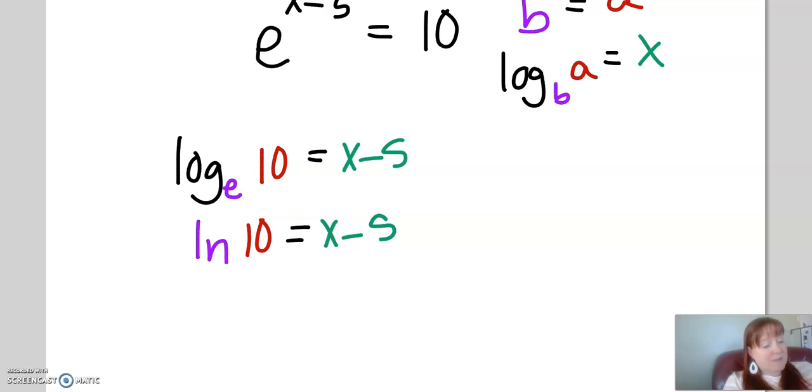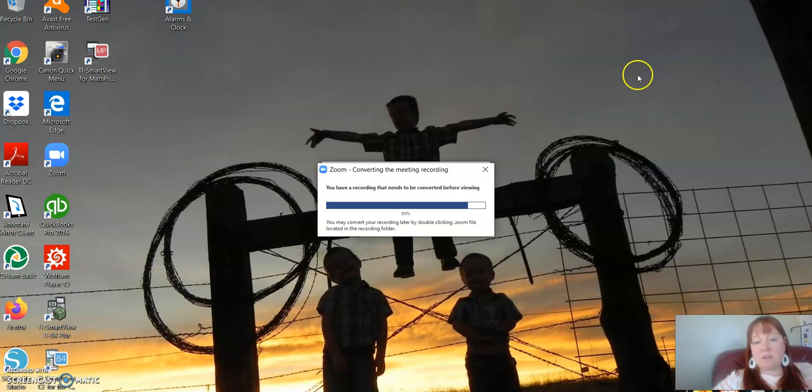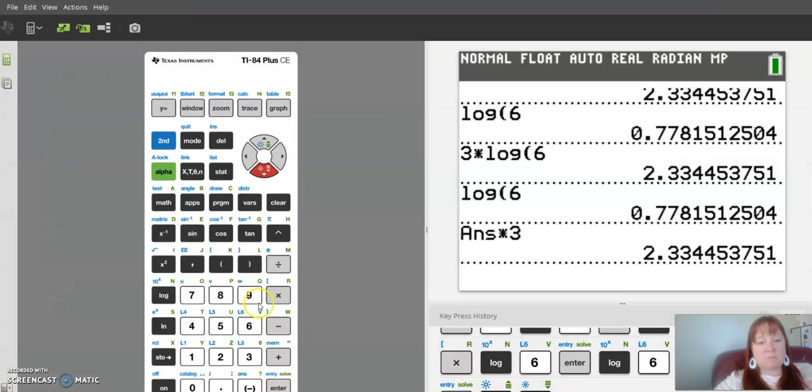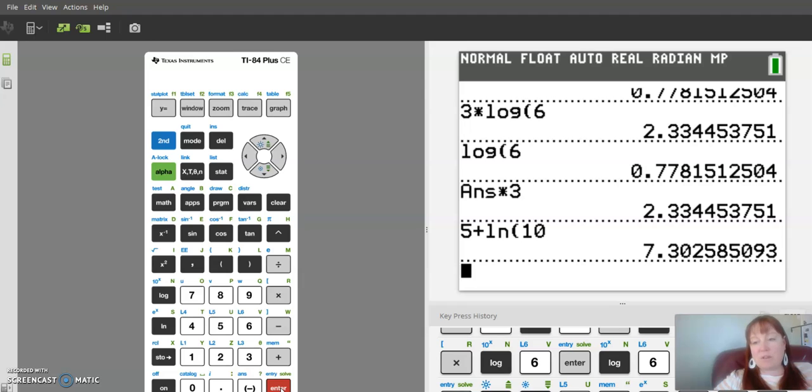And so now we want to get x by itself, so we add 5 to both sides. So I'm just going to put it out front. So I have 5 plus ln of 10 equals x. And now x is all by itself, right? And so then I can just go to my calculator. Here's my calculator. And I can just do 5 plus ln of 10 equals 7.3025. So this is my answer, 7.302 or 7.303.